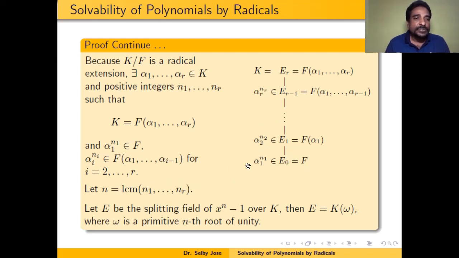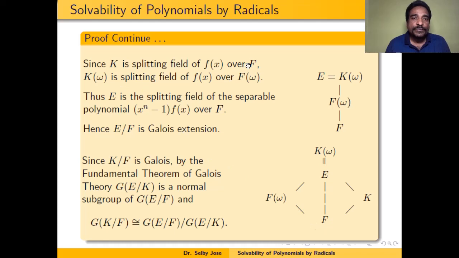So because K over F is a radical extension, we can write it in terms of simple radical extensions. Let n be equal to the LCM of n1, etc., nr. And let E be the splitting field of x raised to n minus 1 over K. So then E will be what? K(omega), where omega is the primitive nth root of unity. Because E is the splitting field of x raised to n minus 1 over K, it is the same as K(omega), where omega is the primitive nth root of unity.